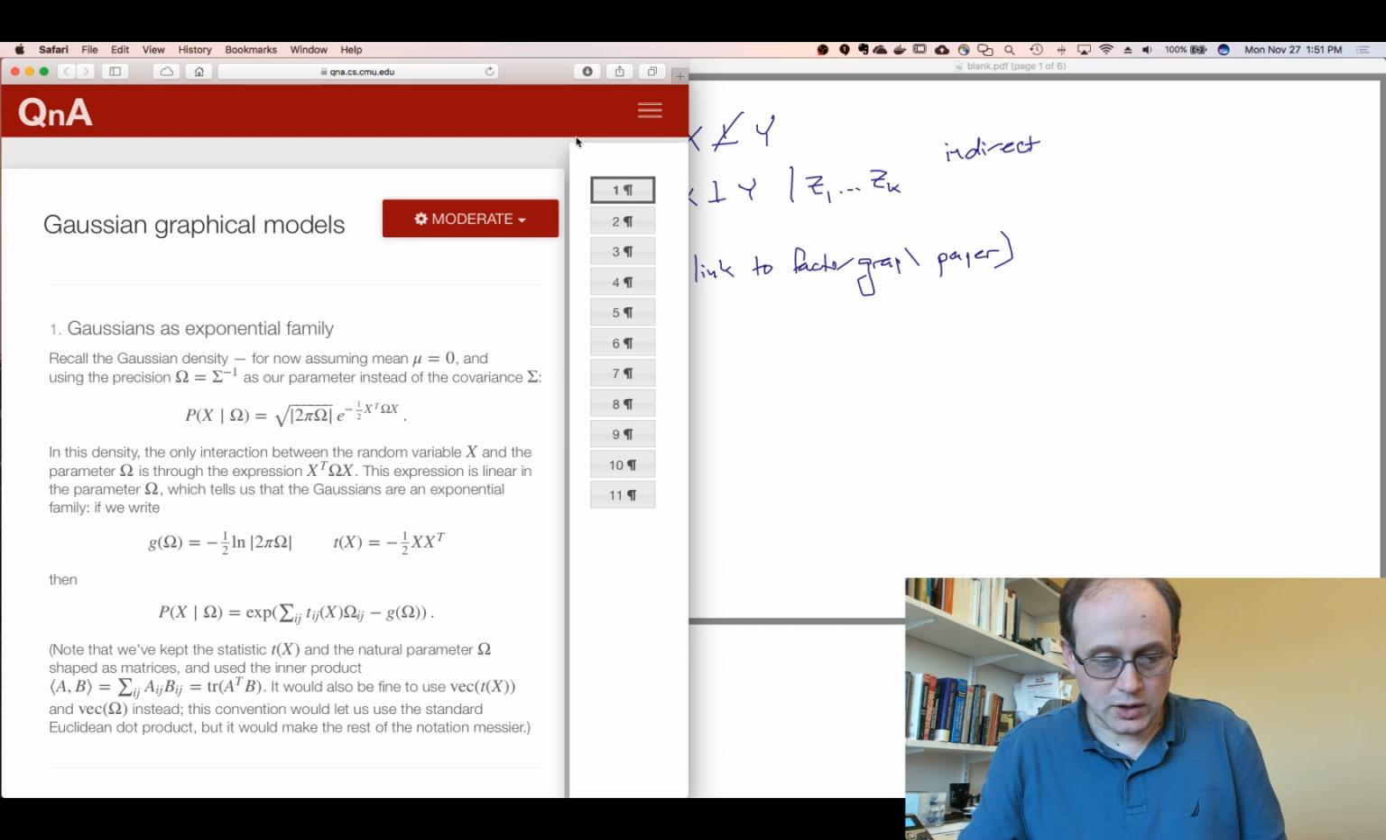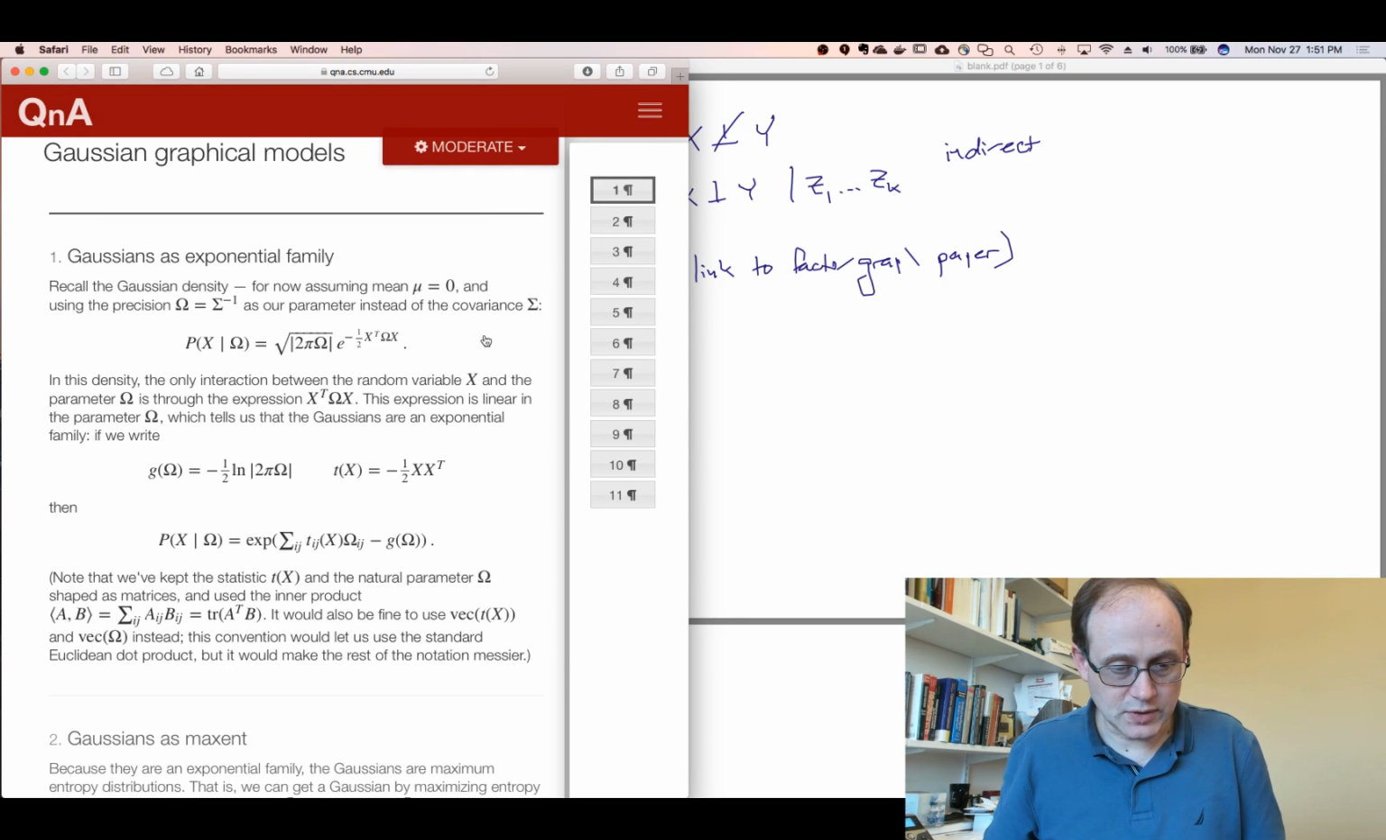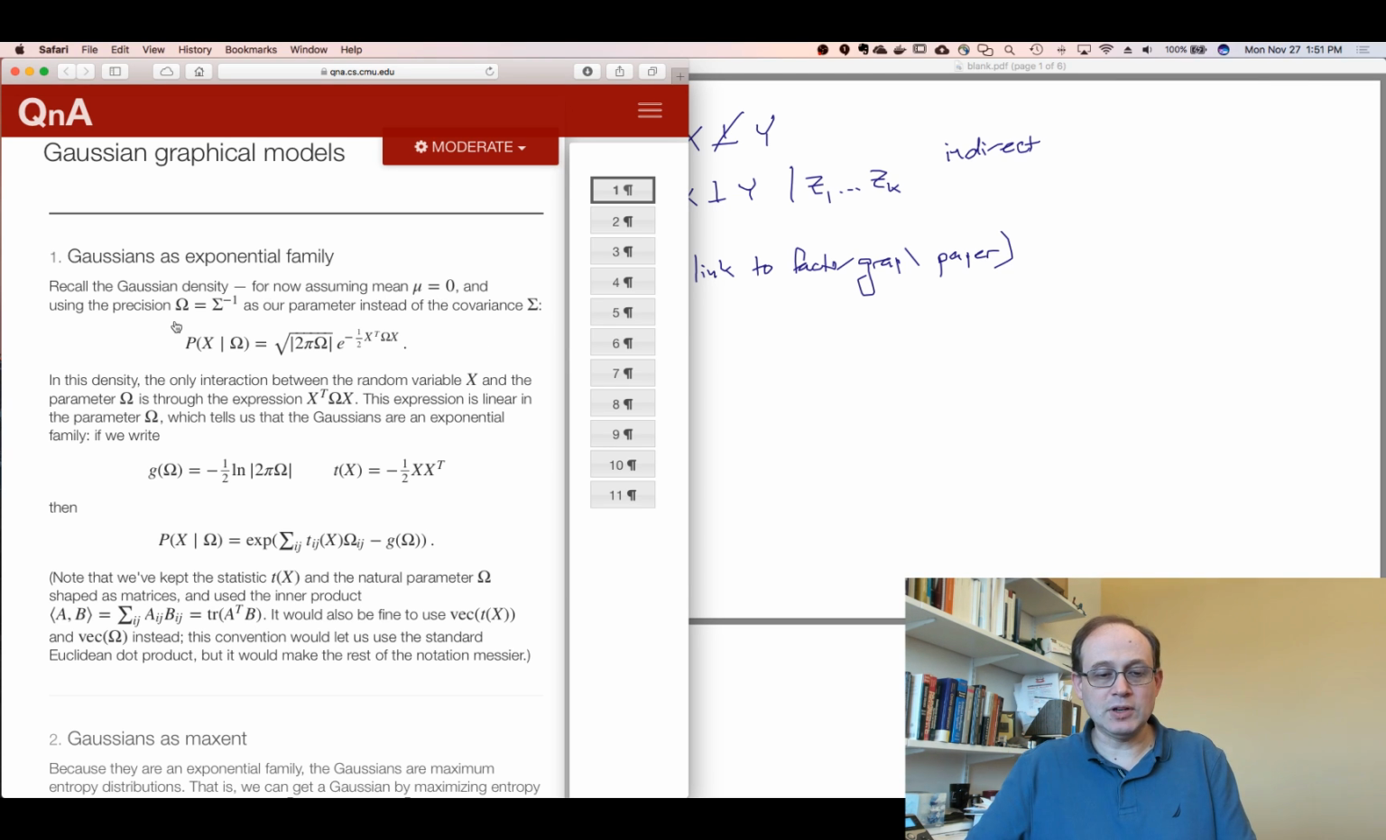All right, so if you remember the Gaussian density, here's the expression for it. I'm going to assume the mean is 0 for now, and I'm going to write it in terms of the precision matrix omega, which is, if you recall, the inverse of the covariance matrix. And the key part is this quadratic expression here.